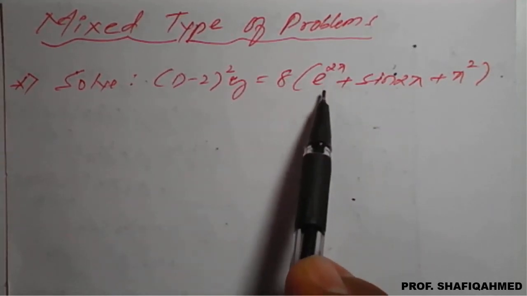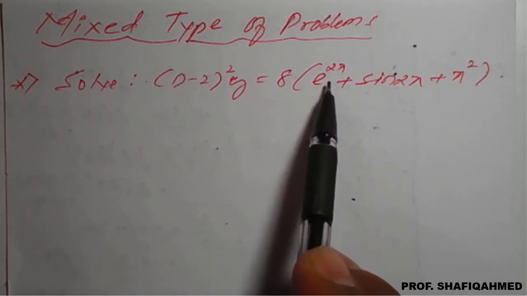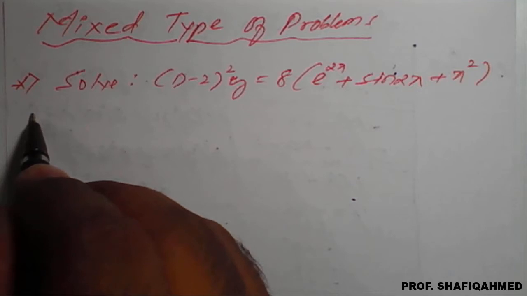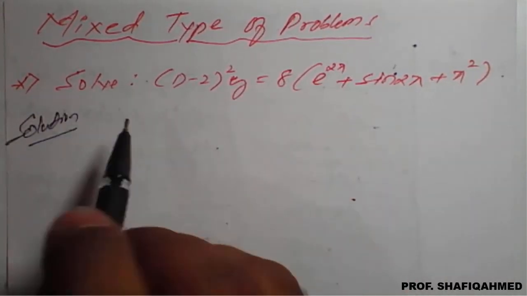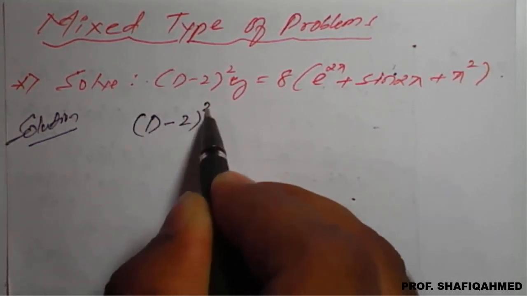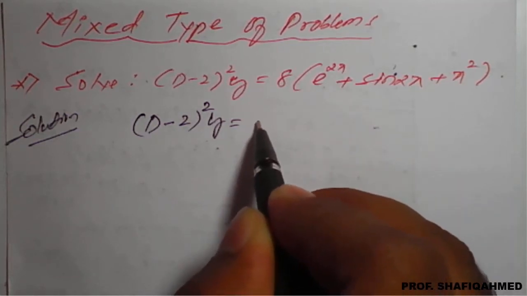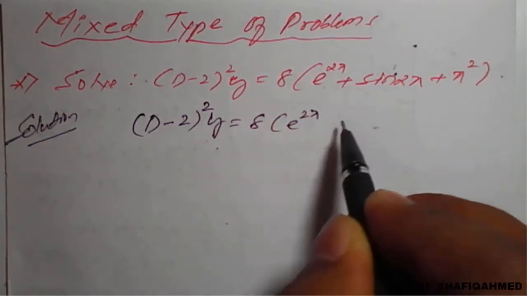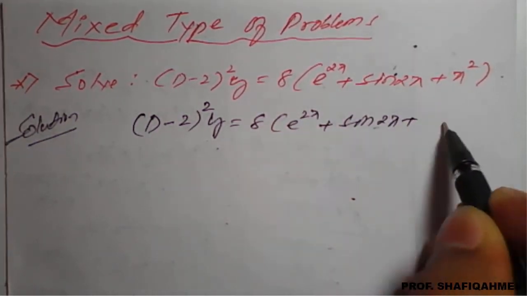You have to observe that to get a particular integral we have to go through type 1, type 2 as well as type 3. So solution. The given question is (D minus 2) whole square into y is equal to 8 times, we'll take it later, e raised to 2x plus sine of 2x plus x square.